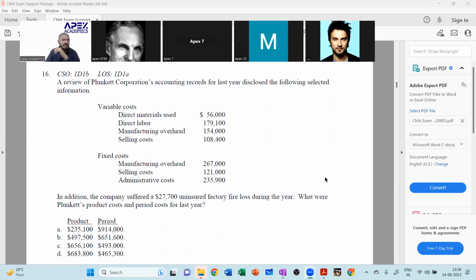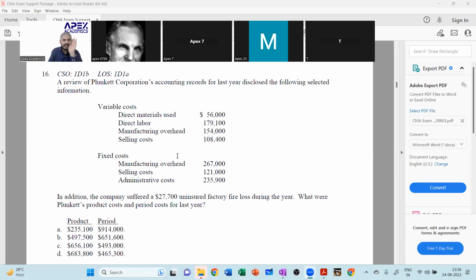Let's come to question number 16. It is a good question. They are saying the review of Plunkett Corporation's accounting records for the last year has disclosed the following selected information. The variable costs are direct materials, direct labor, manufacturing overheads and selling costs. The fixed costs are manufacturing, selling and administrative. In addition, the company has suffered a 27,700 uninsured factory fire loss. What are Plunkett's period costs for the last year?